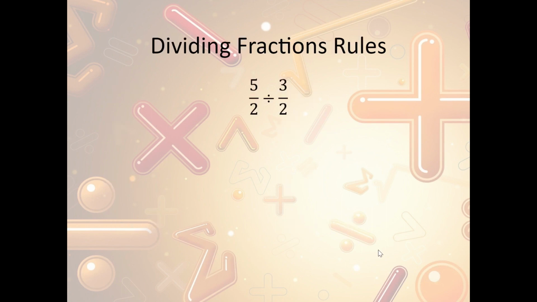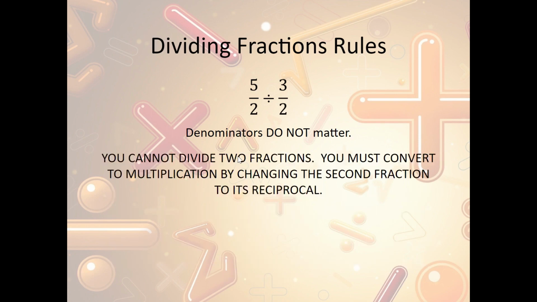Now, dividing fraction rules. Again, the denominators do not matter, so they do not need to match. Now, the rule is we cannot divide two fractions. We must convert to multiplication by changing the second fraction to its reciprocal, which just means we're going to take 3 over 2 in this case and flip it over so it becomes 2 over 3. So in this case, we started with 5 over 2 divided by 3 over 2.